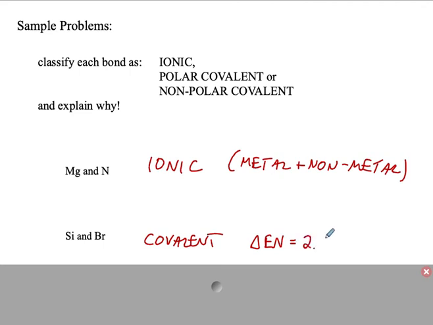Bromine has an electronegativity value of 2.8. Silicon has an electronegativity value of 1.8. That's a difference of 1.0. That's a pretty moderate difference, so I'm going to call that a polar covalent bond.